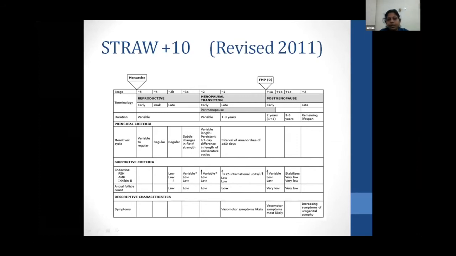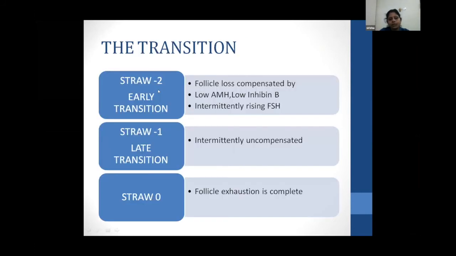And you can see that the changes in AMH and inhibin B start much earlier, even in the late reproductive life, continue in the menopausal transition group, and become almost undetectable at the final menstrual period. Antral follicle count also similarly shows a lower count from the early menopausal transition itself. So what is this transition that is happening?